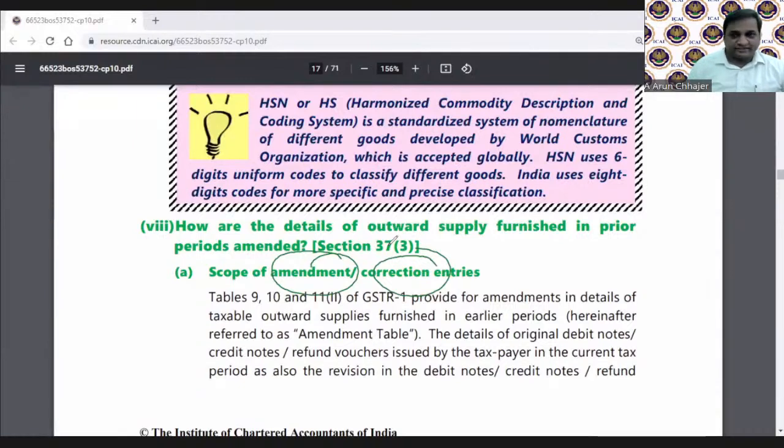Business to consumer, yes. From a registered party to an unregistered party, that is the meaning of B2C.